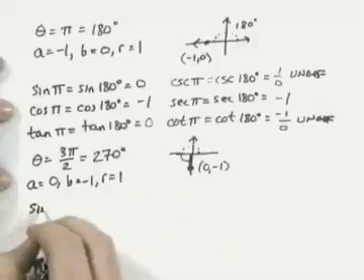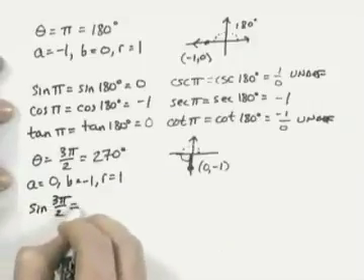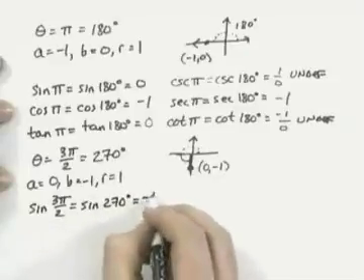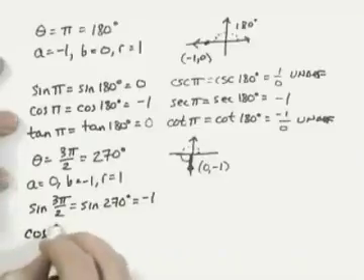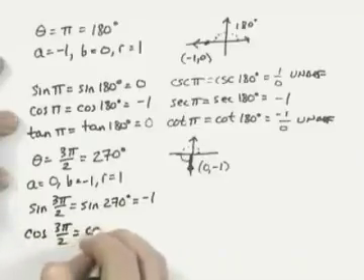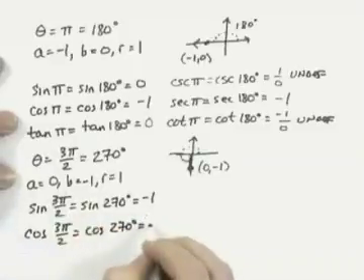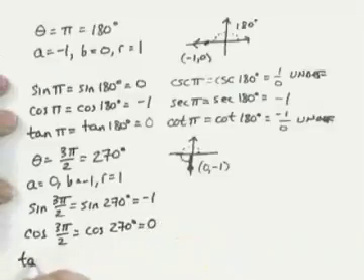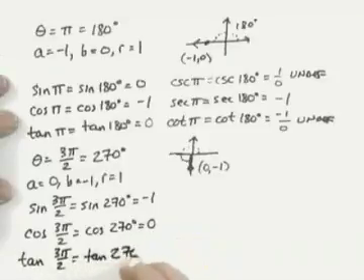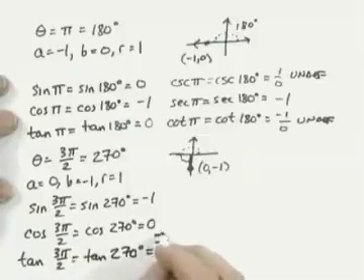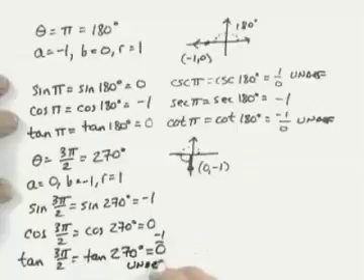So the sine of 3 pi over 2 equals the sine of 270 degrees is B over R, negative 1 over 1, negative 1. Cosine of 3 pi over 2 equals the cosine of 270 degrees. Cosine is A over R, 0 over 1, 0. Tangent of 3 pi over 2 is the tangent of 270 degrees. Tangent is B over A. Negative 1 over 0 is undefined. So the tangent function is undefined at 3 pi over 2 radians, or 270 degrees.